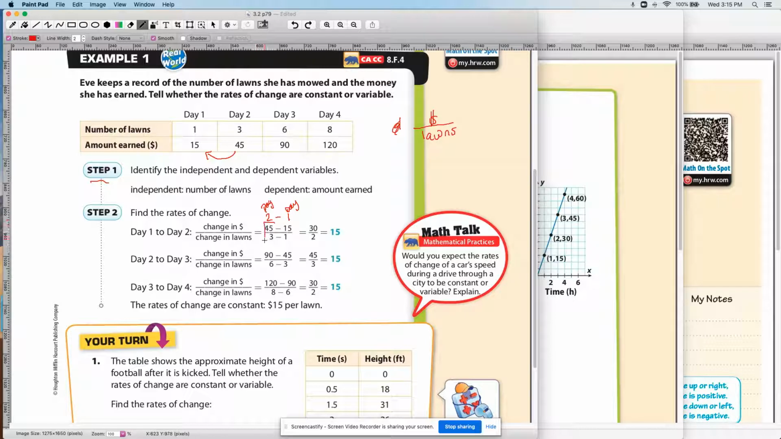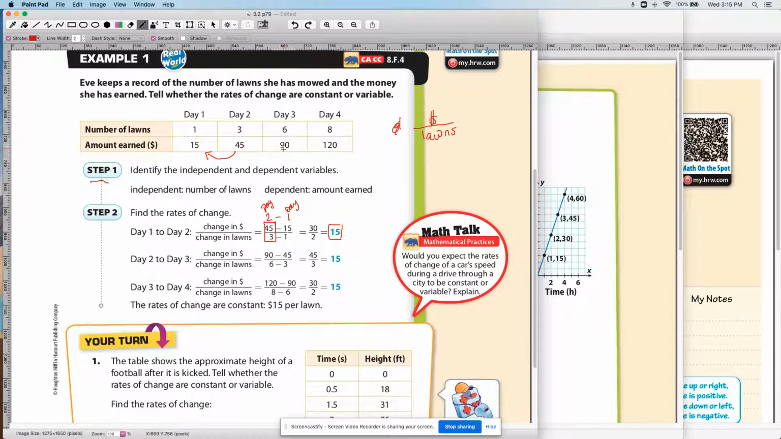And remember, you have to go in the same order for the numerator and the denominator. So day 2 had $45, and we put dollars in the numerator, and we mowed 3 lawns, so we put 3 first in the denominator. You have to keep everything in order. And we're subtracting that from the day 1 statistics, which is $15 and 1 lawn. When we subtract, we get 30 over 2, and that divides to $15, or 15.